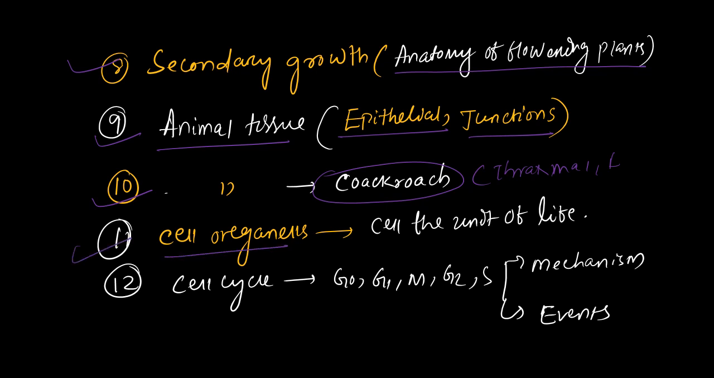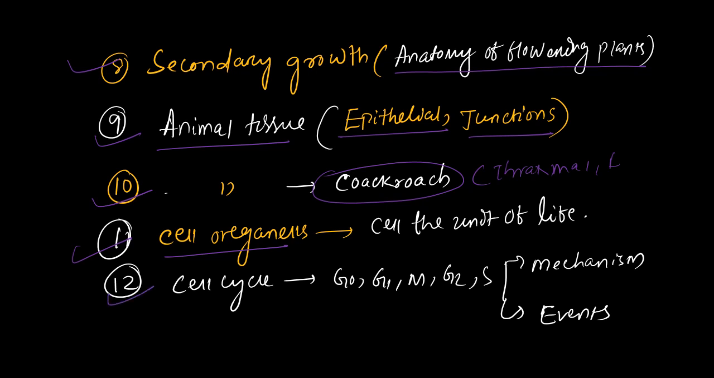Cell organelles. Cell, the unit of life. Cell organelles like mitochondria, Golgi body. Let's consider chloroplast, that is thylakoid. Photosynthesis occurs in thylakoid, vacuole, mitochondria. In mitochondria, cristae are present. All these structures and their composition are important.